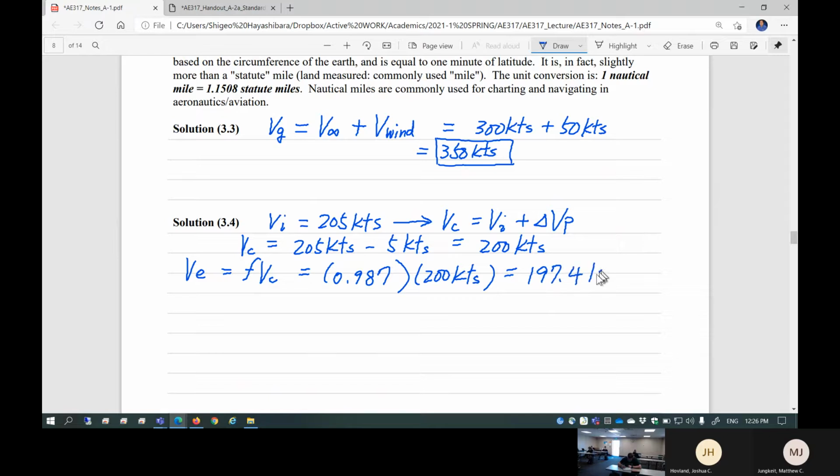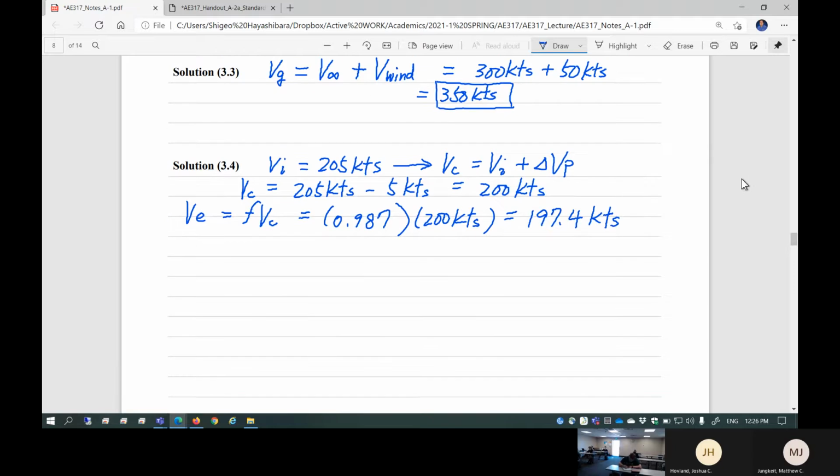197.4 knots. Any confirmation? Yep, good. Okay, so this is equivalent airspeed. Usually, equivalent airspeed is the lowest possible airspeed you can get. In other words, suppose the density is the standard sea level value, this is how much airspeed you can get for the airplane's force generation capability. The next step is, what's the next step?